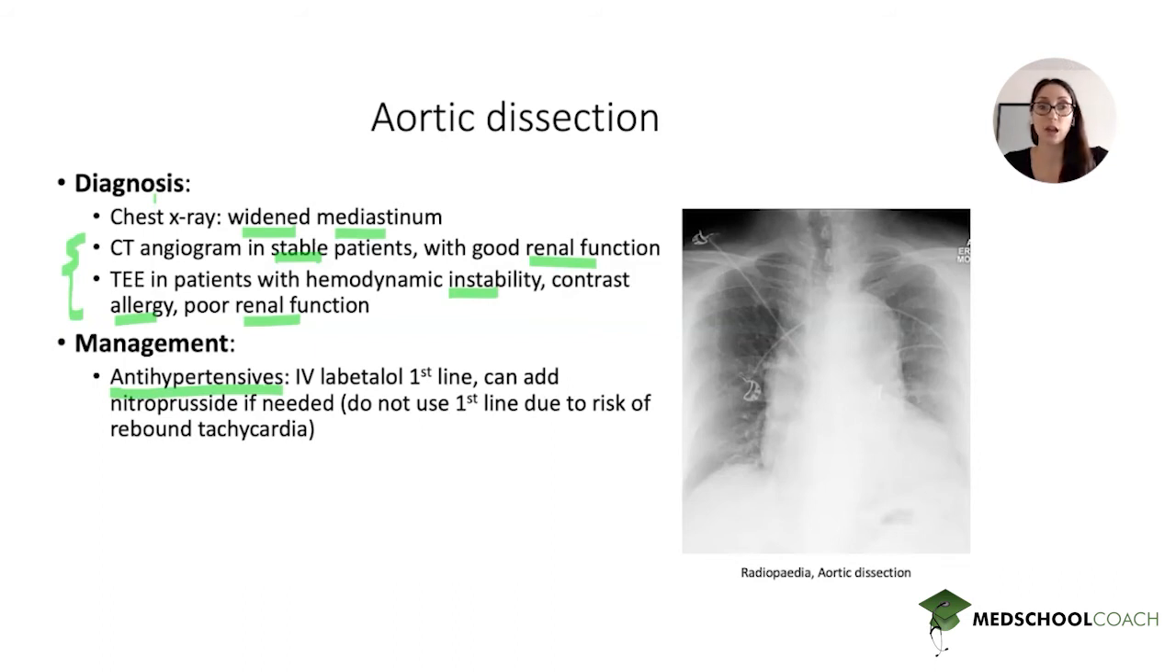Now, if the patient does not respond to IV labetalol, you can add nitroprusside second, if needed, but you never want to give nitroprusside first because there's a risk of rebound tachycardia. And these patients are often already tachycardic, and their cardiac function is impaired. And so we don't want them to have rebound tachycardia. And so IV labetalol is going to be your first line antihypertensive.